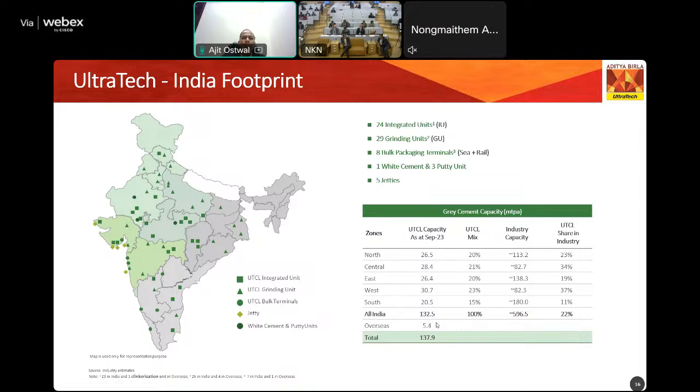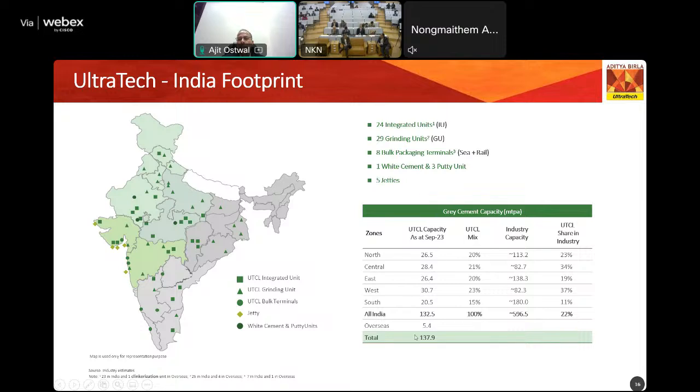If we see UltraTech's India footprint, we are present in almost all the states except Jammu and Kashmir and the Northeast. We have 24 integrated units. Integrated units means units where mining leases are associated with the units. Grinding units are places where clinker is brought from the mother plant of integrated units, and fly ash and slag addition is done. We have 29 grinding units and 8 bulk packaging terminals, where loose cement is packed and transported either by sea route or rail route. Also, we have 1 white cement plant, 3 putty plants, and 5 jetties on the coastal sides.